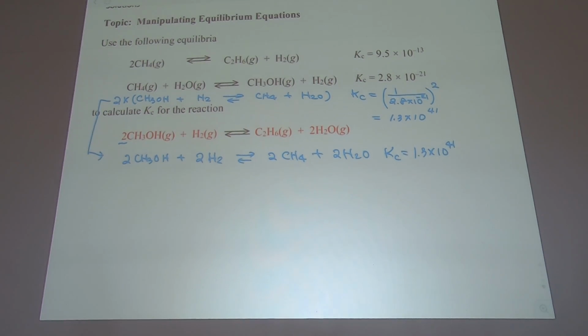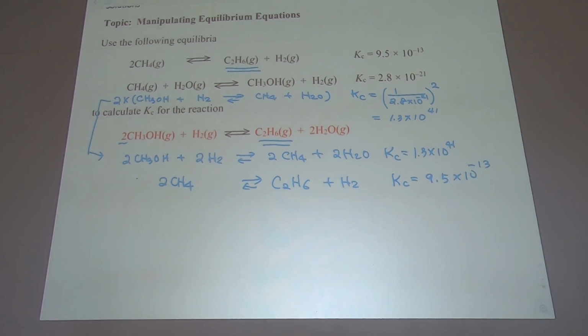What about the one on top? I see ethane here, so I don't need to flip this one. I'm just going to copy it down as it is: ethane C2H6 and hydrogen on one side, and 2CH4 on the other. Because I simply copied it, Kc is just the same number, 9.5 times 10 to the minus 15.